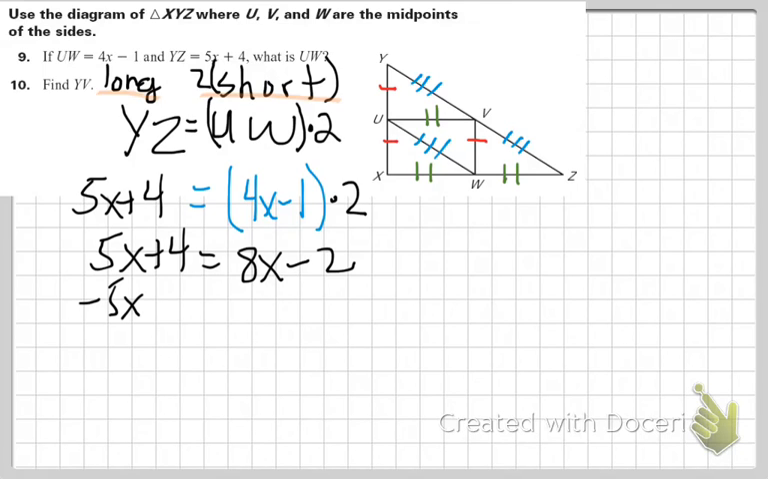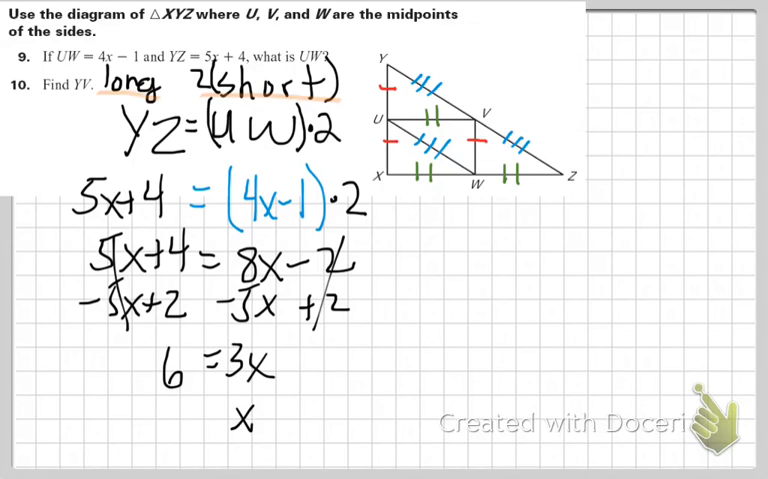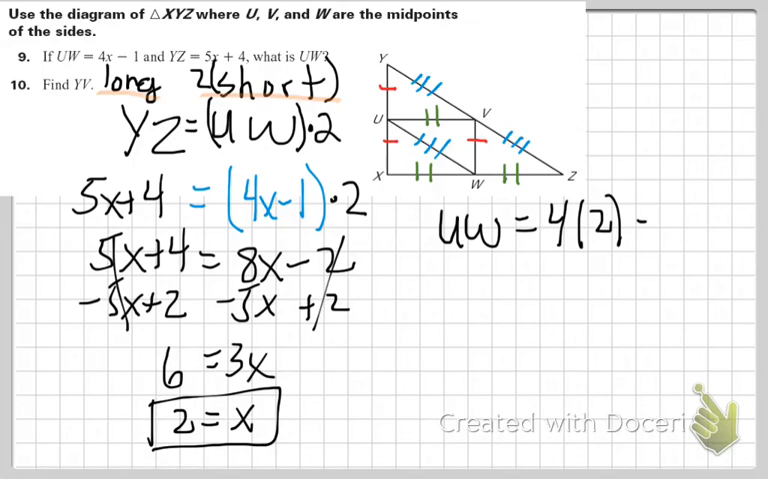Subtract 5x. Add 2 to both sides. 6 equals 3x. X equals 2. So the question asks you to find UW. So we know UW equals 4 times 2 minus 1. UW is 8 minus 1, which is 7.